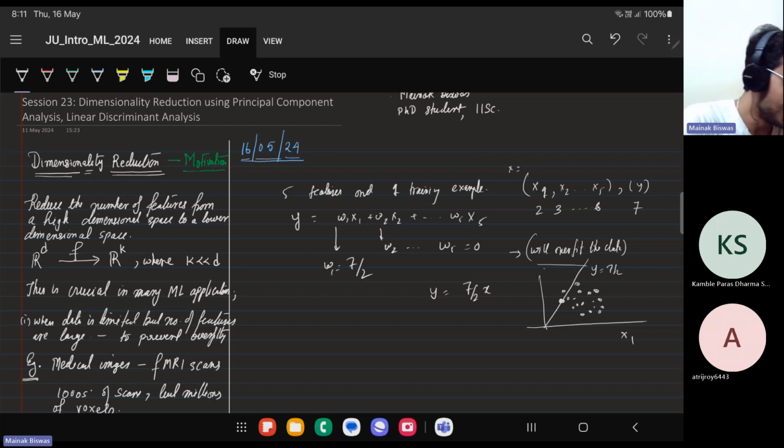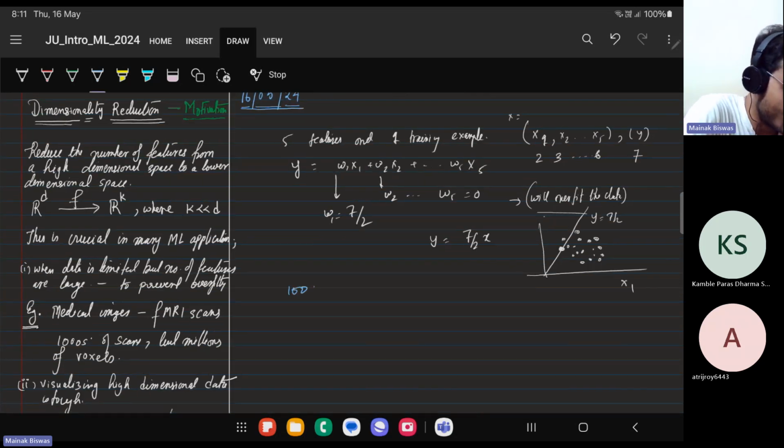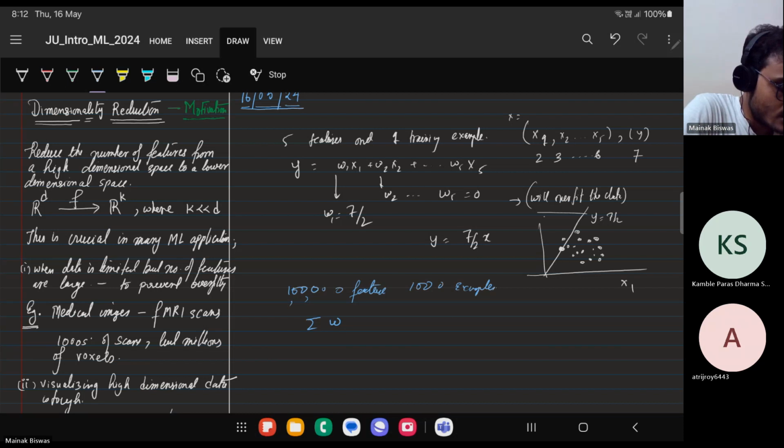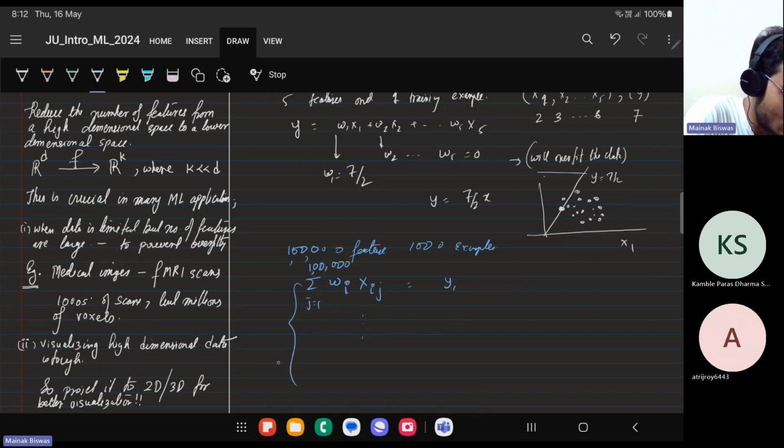Yes. The similar thing will happen when you have, say, 10,000 features or 100,000 features, 1 lakh features, and only 100 or 1000 examples. So what will happen? You will have the summation of Wj xj, j equal to 1 to 1 lakh, equal to y1, and this you will do for say 1000 examples.